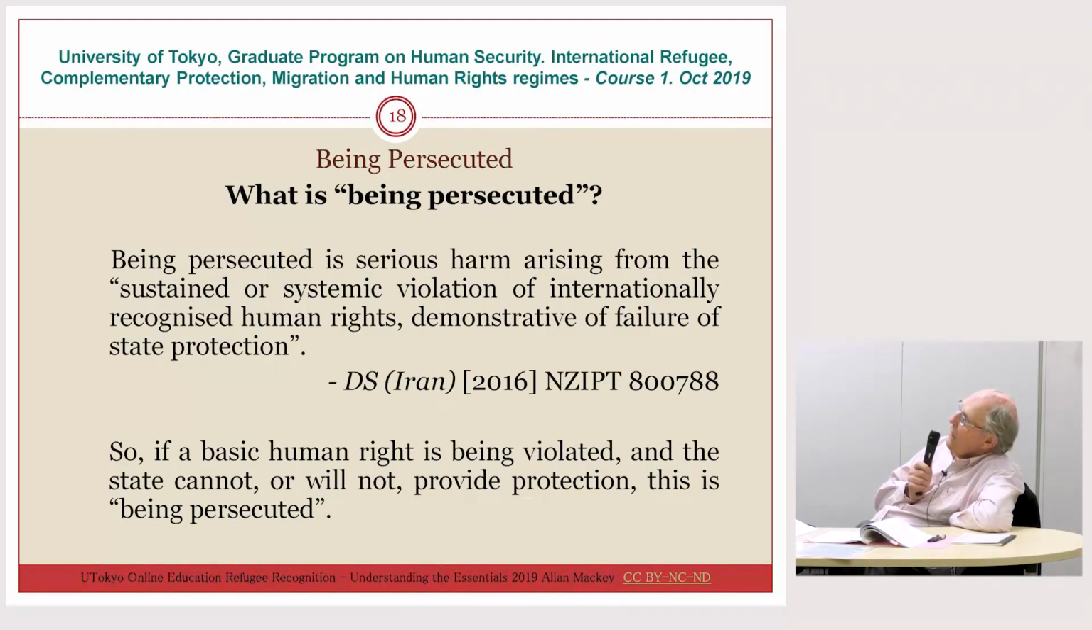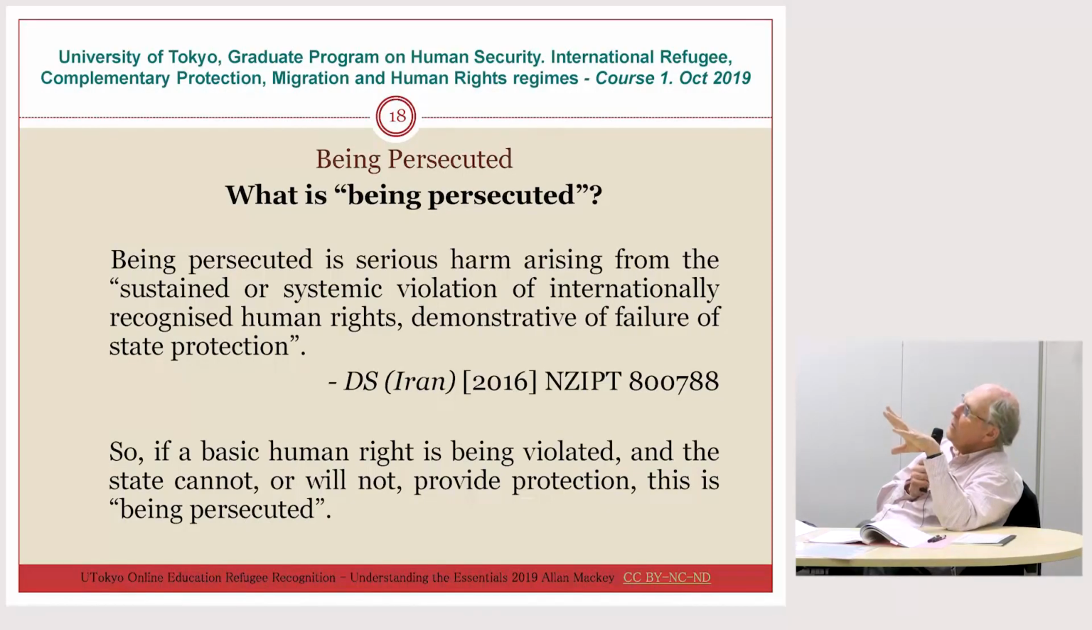Understand all that? And so, if a basic human right is being violated and the state cannot or will not provide protection, this is being persecuted. So in other words, you've got to have the risk of being persecuted, and because this is all about surrogate protection and state protection, the state will not do enough to stop you or lower the level of risk to you below a real chance that it will happen. So that's really the New Zealand definition of it.